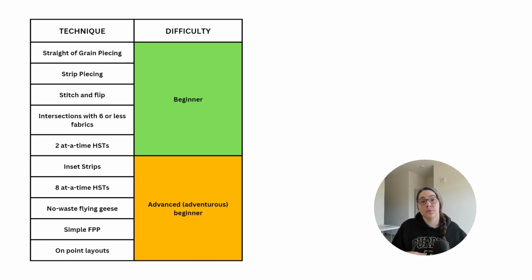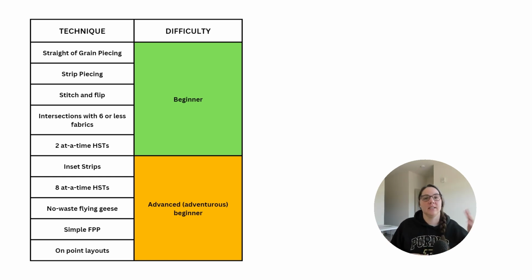Intersections with, I would say, like 6 or less fabrics, reasonable for most beginner quilters. Anytime you get kind of over that 6 fabric threshold, so we're talking like 2 HSTs and 2 squares coming together, the bulk there and the alignment that needs to happen can get really, really tricky. So that's something to think about as well. It's not just the shapes that you're including that might bump you up to the next difficulty level.